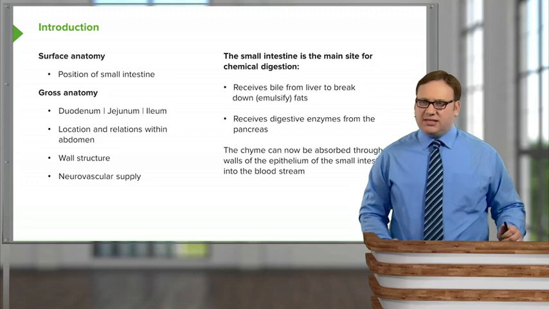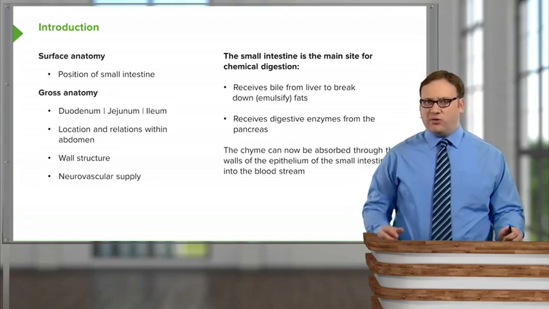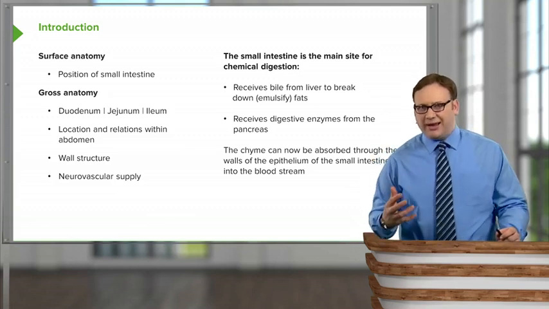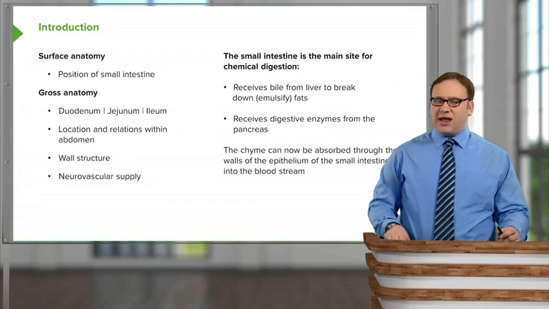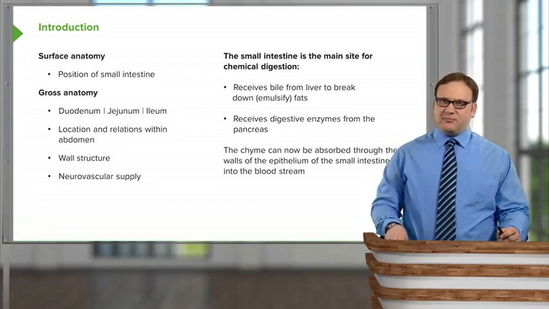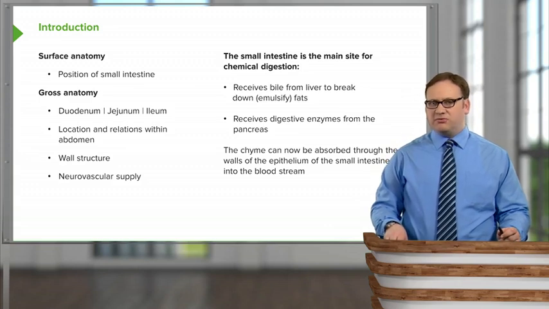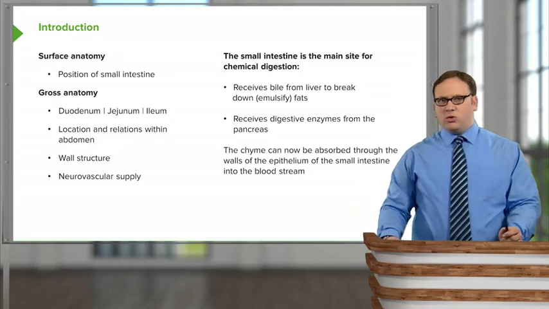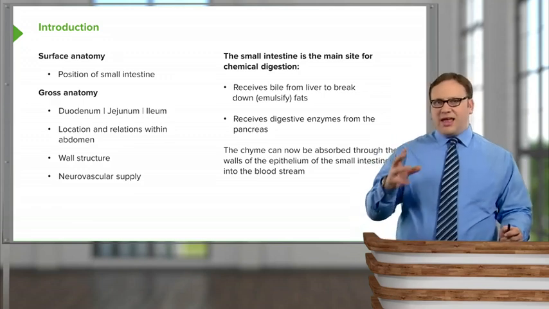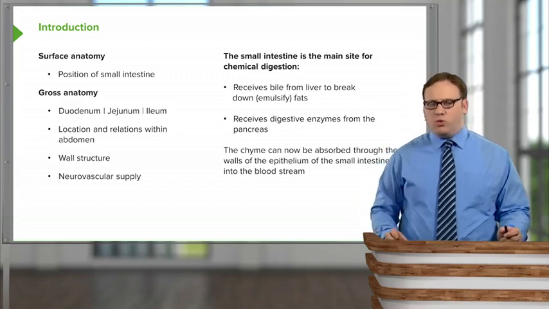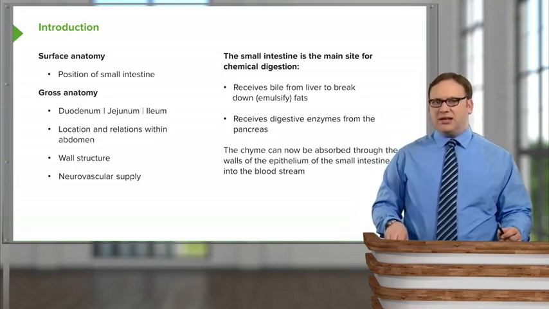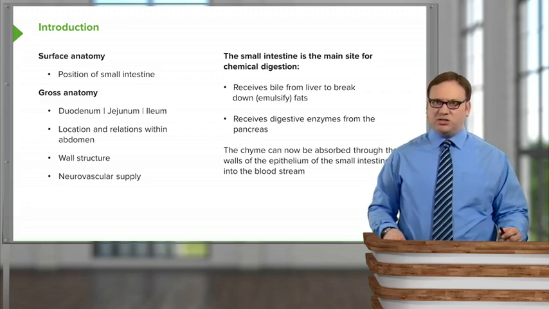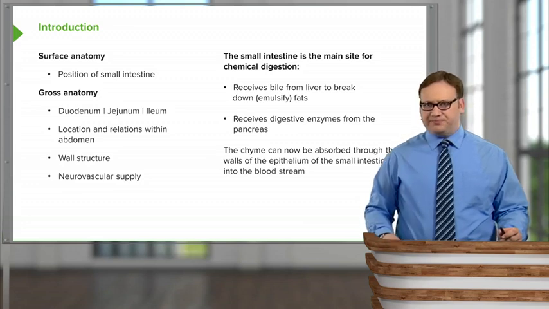So the small intestine is really important. It's the main site for chemical digestion and then absorption. So it receives bile from the liver, and this helps to break down, emulsify the fats. And it also receives digestive enzymes from the pancreas. So it's intimately associated, as we'll see, with these organs. The chyme can then be absorbed through the walls of the epithelium of the small intestine and then pass into the bloodstream. So the small intestine finishes off this digestion and then allows absorption to occur.